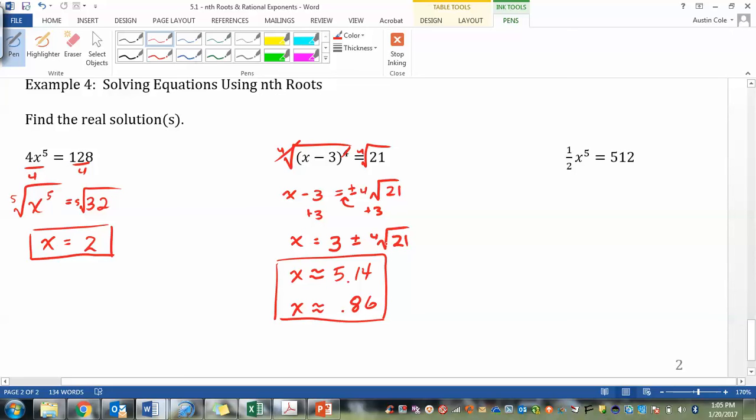All right, last one here. How do I get rid of the half? Yep, we're going to multiply that by 2 on both sides. And so I'm going to get x to the 5th equals 1024. Now I need to do the 5th root. Do I need to worry about plus or minus? Nope. I do not. It should be 4. Bang, bang.